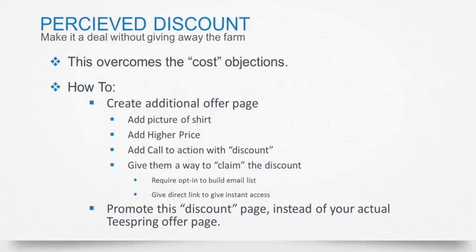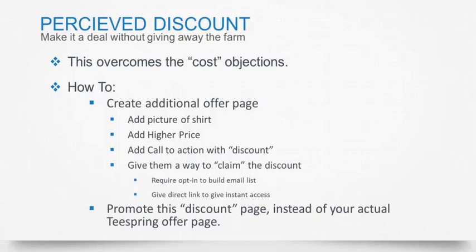Great. Well, you're going to get people like that. But what you can do is create a perceived discount so they think they're getting a discount and they buy the shirt without whining about the price. So how do you do it? You create an additional offer page on your website, on your blog, somewhere like that, using any blog, using OptimizePress or LeadPages or whatever you want.